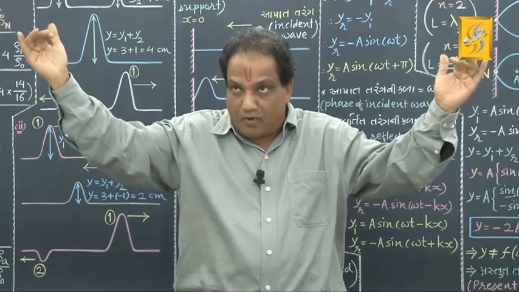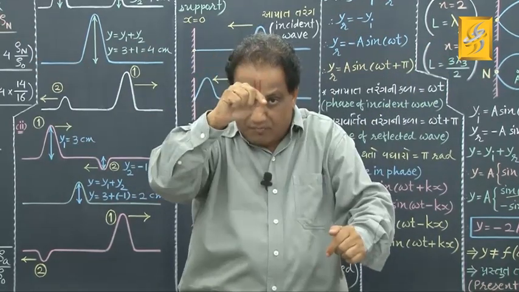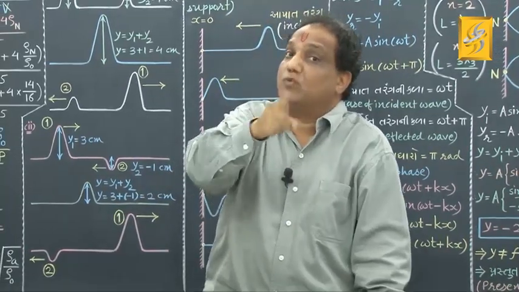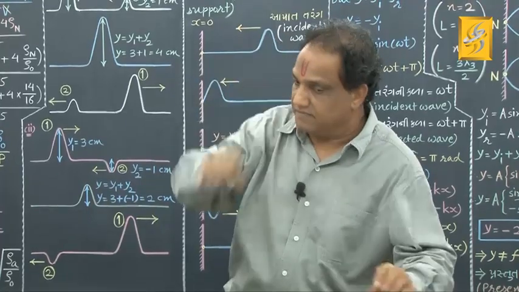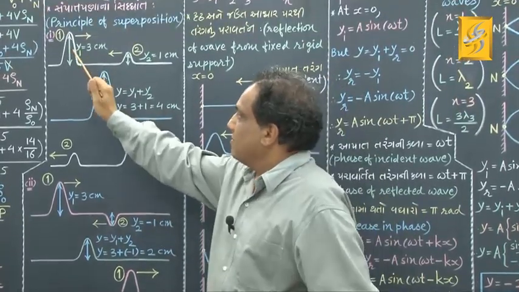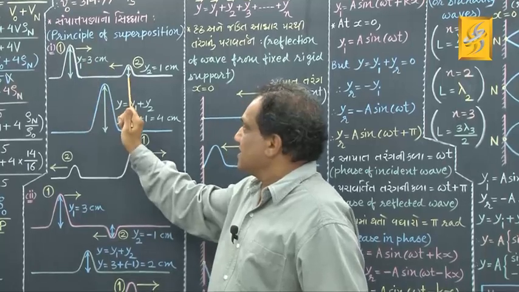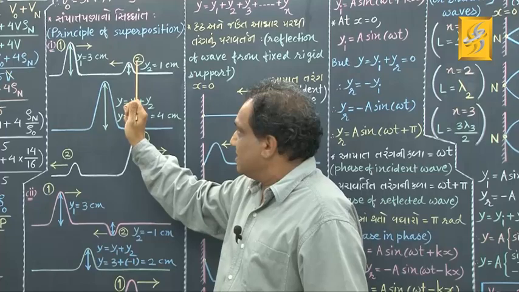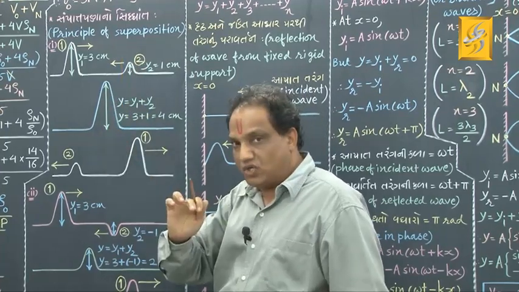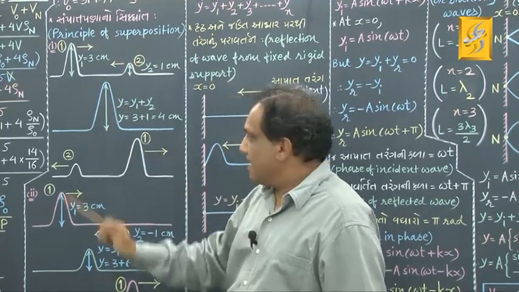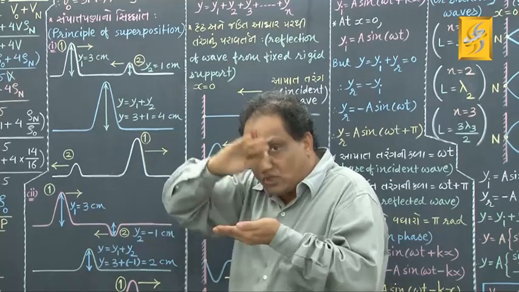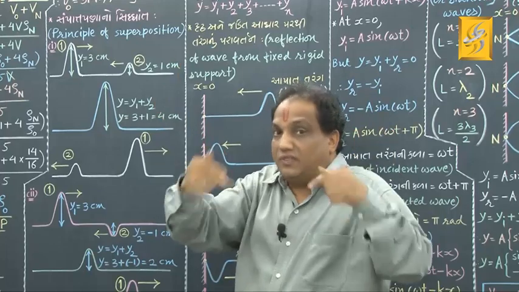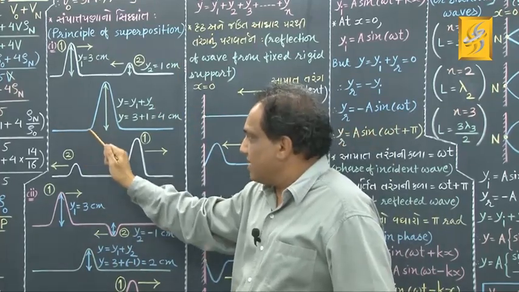So naturally, when they propagate towards each other, at some position they will overlap, they will superpose on each other. Take this as pulse number 1 and this as pulse number 2. When this propagates toward the right hand side and this propagates toward left hand side, in short, they propagate towards each other. At some position, they will superpose on each other, and at that time you will have the resultant wave. That resultant wave is of this shape.